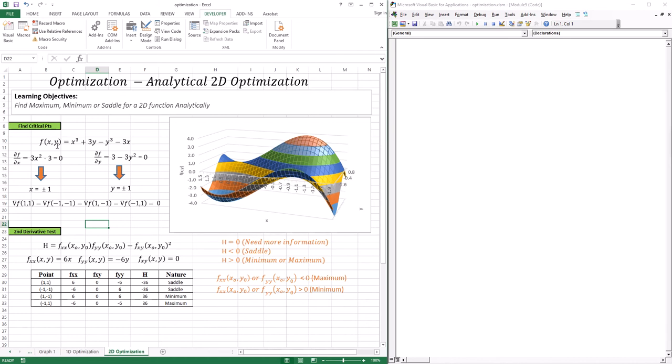So if we take this function and we take the derivative with respect to x, all the terms with respect to y are going to be regarded as constants. So those are going to drop out. So this one is going to be 3x squared minus 3. So this is going to be the derivative with respect to x.